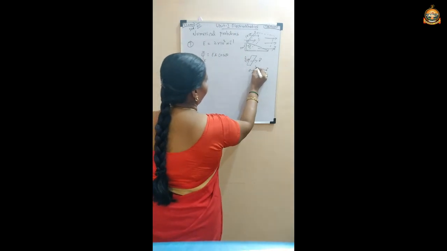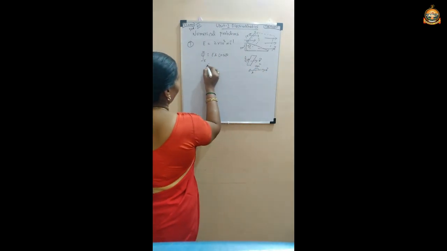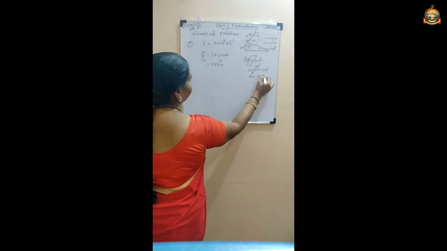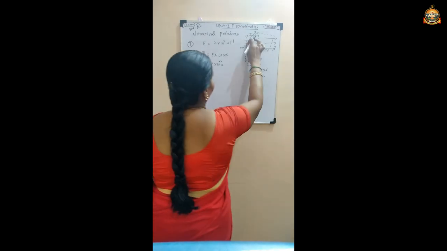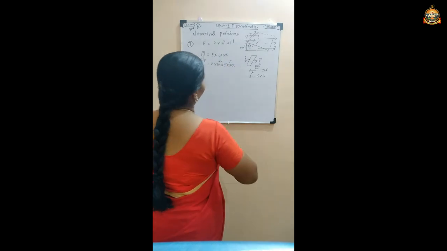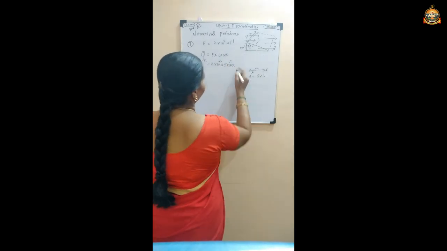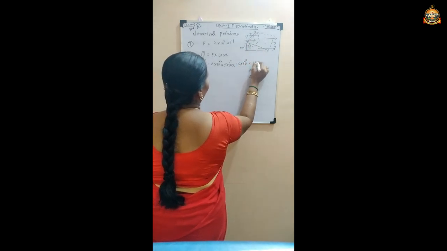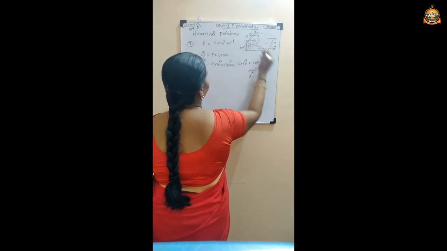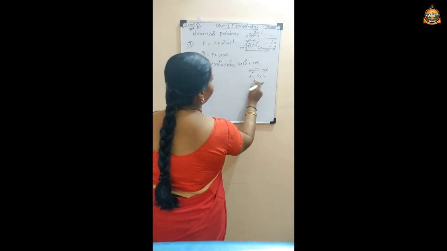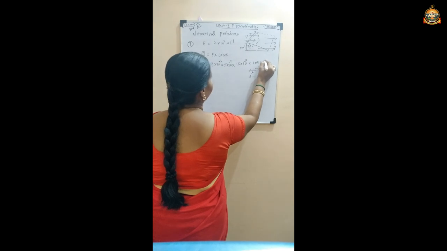See, what is the angle between them? 180 degree. E is the value given, 2 into 10 to the power of plus 3, into the area. Area of the rectangle is length into breadth. Length is 5 cm, 5 into 10 to the power of minus 2, into B, the breadth, 15 into 10 to the power of minus 2, into cos of the angle between A and E, which is 180 degree.